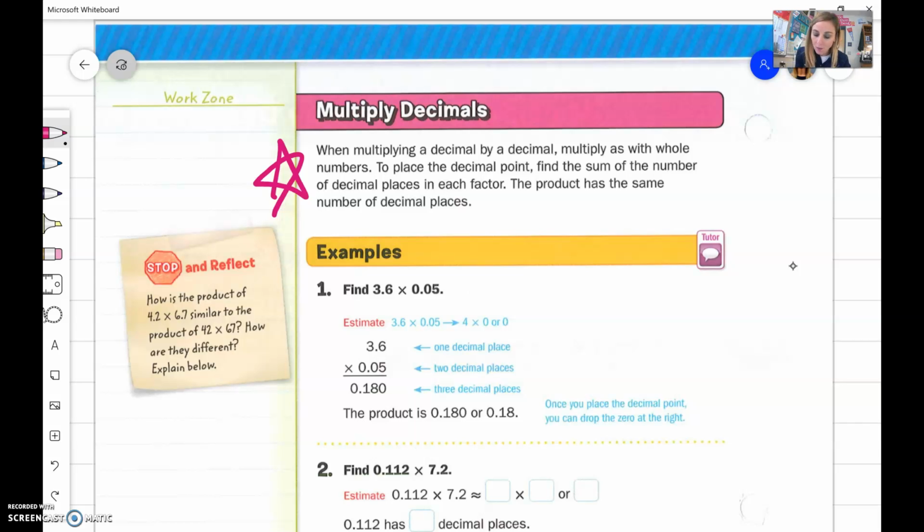It says, when multiplying a decimal by a decimal, multiply as with whole numbers. So we're going to ignore those decimals, and I'm going to show you how to do that. And then to place the decimal point, find the sum of the same number of decimal places in each factor. The product has the same number of decimal places. So what does that really mean? It sounds like a bunch of words, but basically here's what we're doing. We're going to move the decimal point out so that we have a whole number, and then we're going to move it back in. Easy peasy.